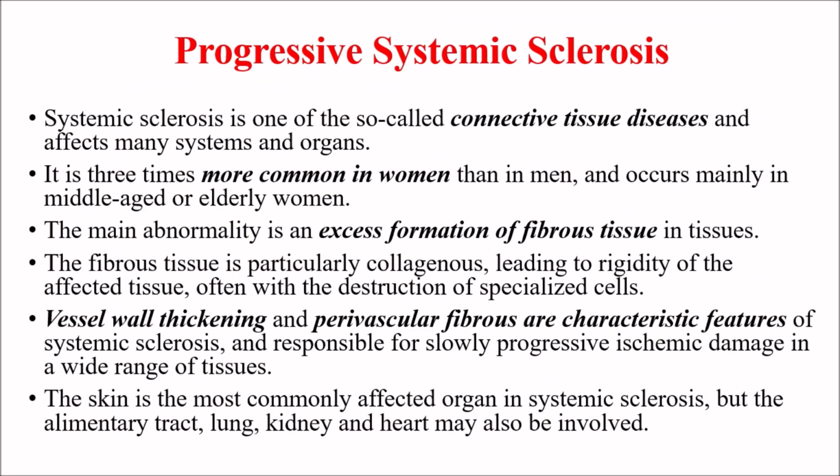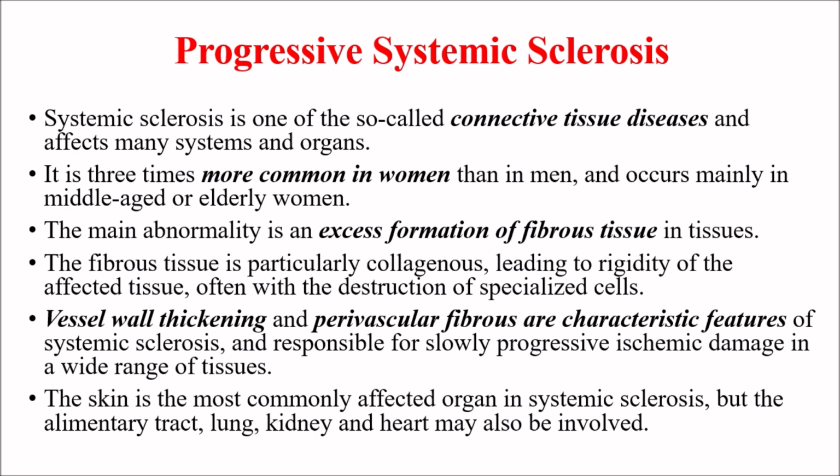And now let me discuss shortly progressive systemic sclerosis. It's one of the so-called connective tissue diseases and affects many systems and organs. It is 3 times more common in women than in men and occurs mainly in middle-aged or older women. The main abnormality is an excess formation of fibrous tissue in the tissues of organs. The fibrous tissue is particularly collagenous, leading to rigidity of the affected tissue, often with the destruction of specialized cells.